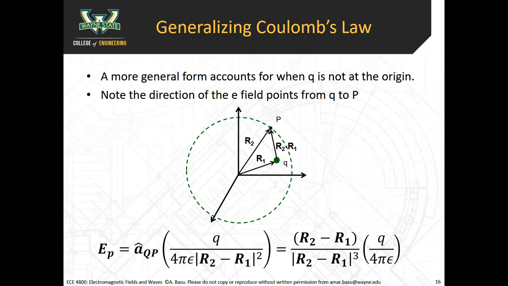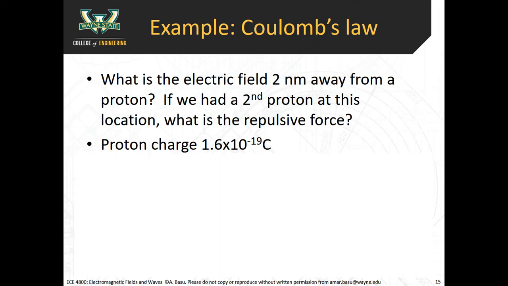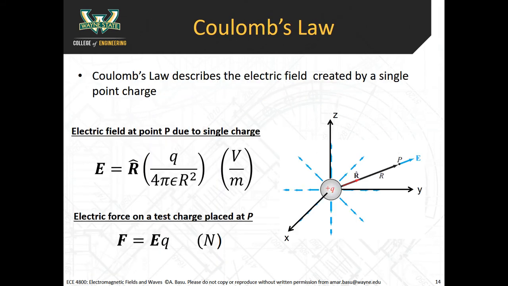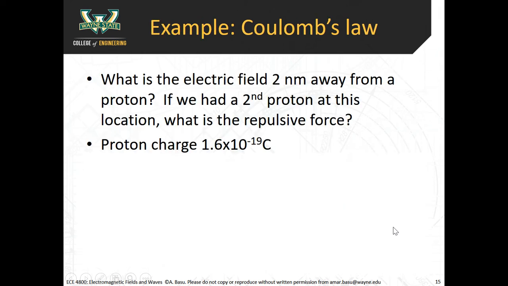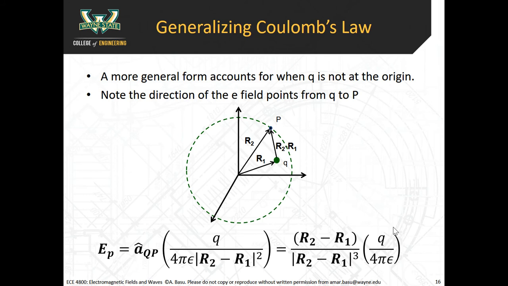In the first example, the observation point was here, but the charge was at the origin. The key point was that the charge was at the origin. And when we're generalizing Coulomb's law, we're saying the charge doesn't have to be at the origin, and neither does the observation point. They could be anywhere in space.